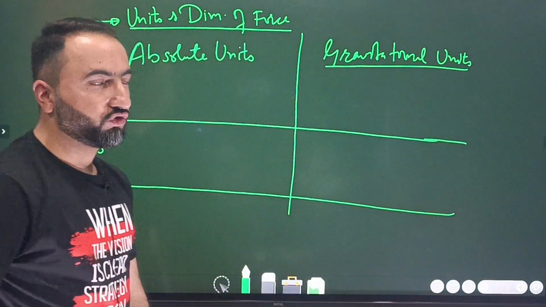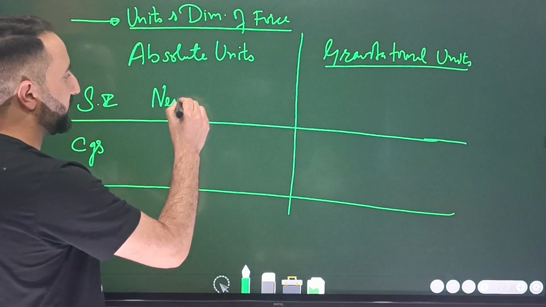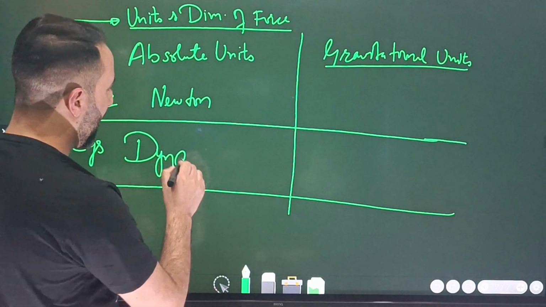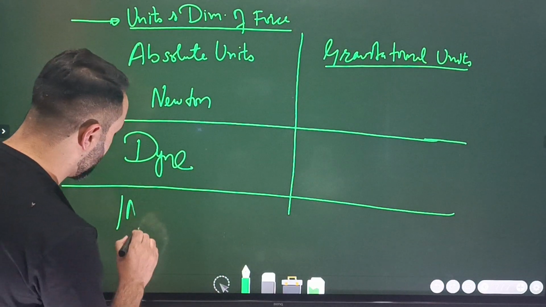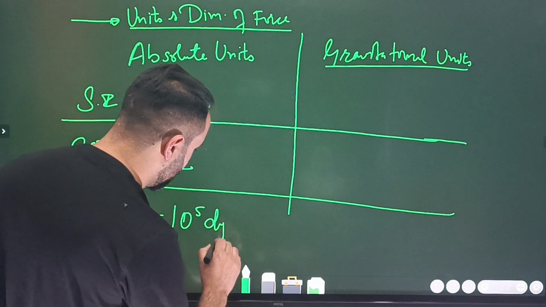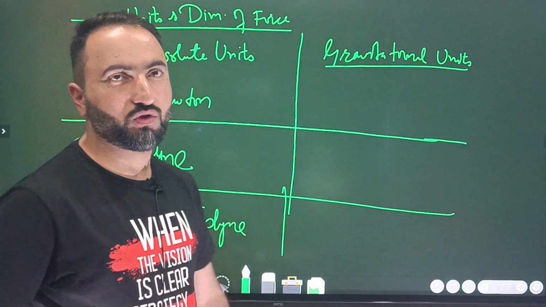Now pay attention here. What is the SI unit of force? You know that it's the Newton. Then what about the CGS unit of force? You know that it's the dyne. And what is the relation between them? 1 Newton is equal to 10 raised to the power 5 dyne. For mathematical calculation, you must memorize this equation.